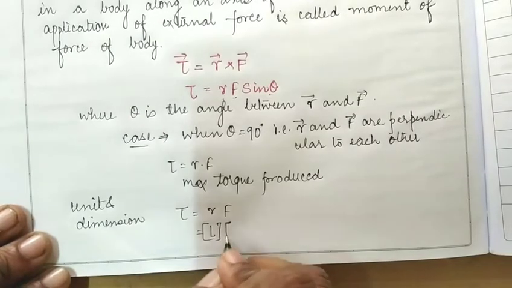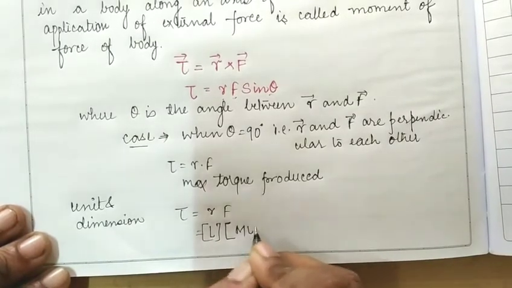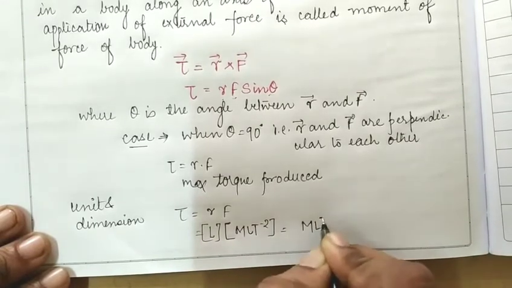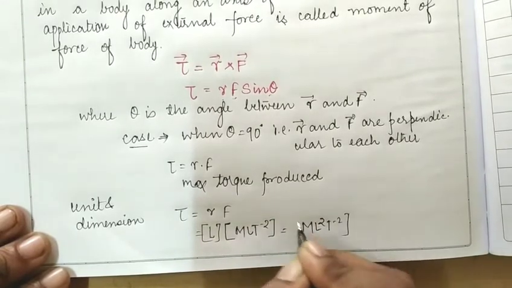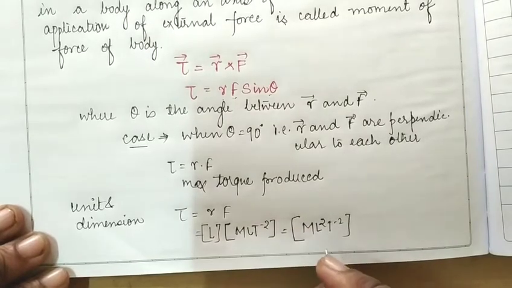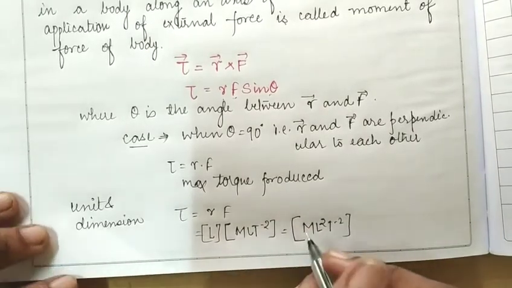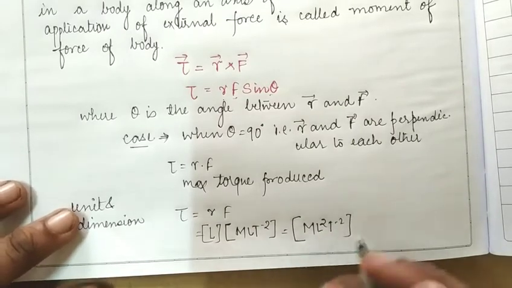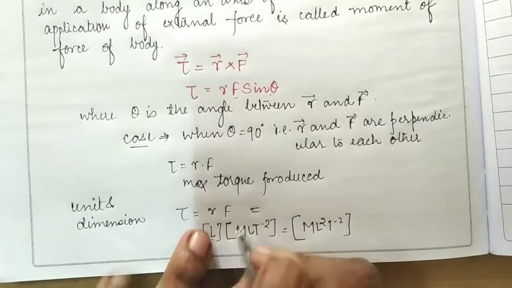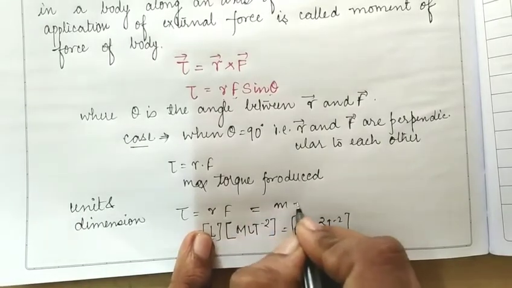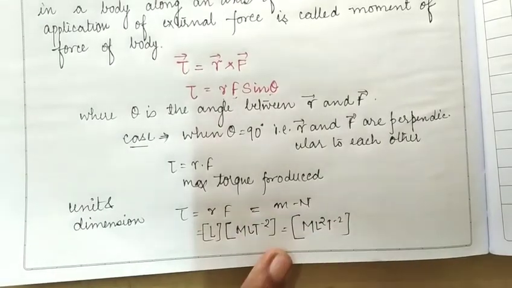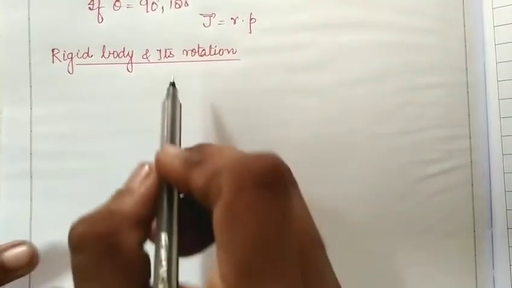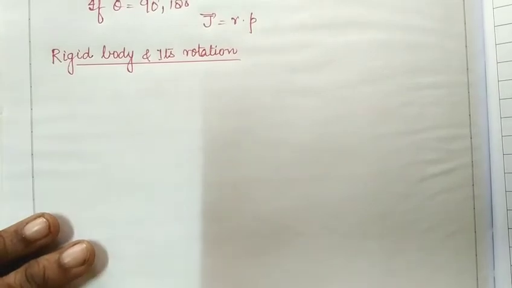Okay, so this is L and force is mLt to the power minus 2, so it can be written as mL^2 t^-2, and its unit will be Newton meter. Okay students, here if we are writing it is meter and Newton, so torque can also be written as Newton meter in units. So students, what do you mean by rigid body and how we can describe its rotation?